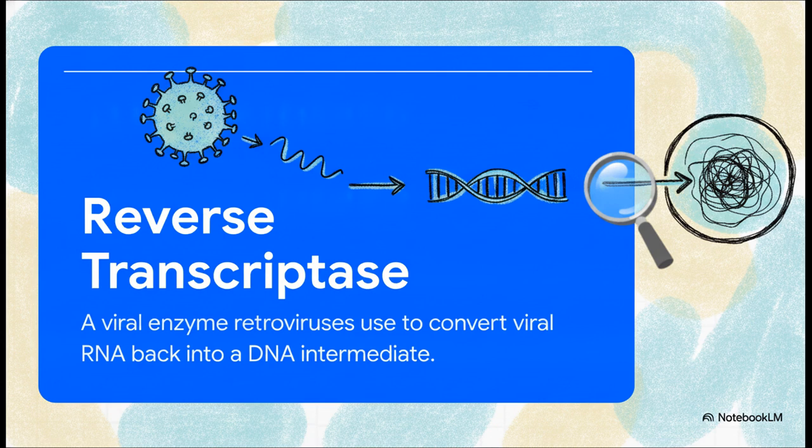They bring this remarkable molecular tool with them called reverse transcriptase. It literally allows them to take their RNA genome and translate it backwards into a DNA intermediate. Once they pull that off, they actually integrate their newly minted viral DNA permanently into the host cell's own genome. The host cell unknowingly reads the viral DNA just like it's its own.